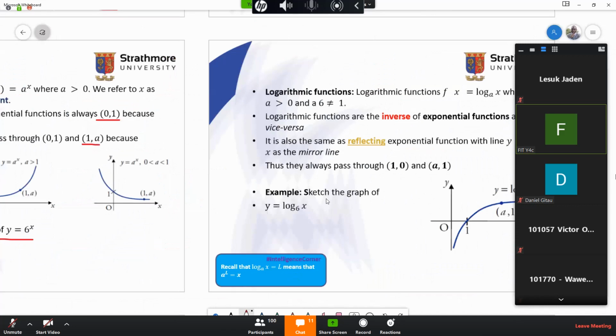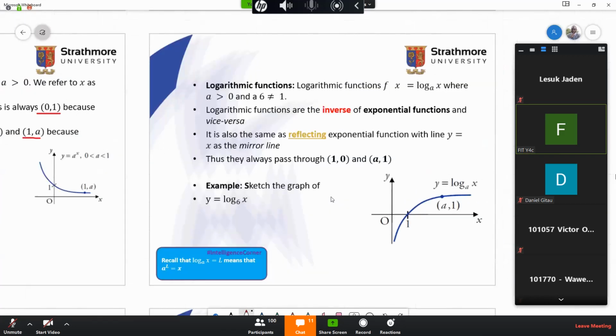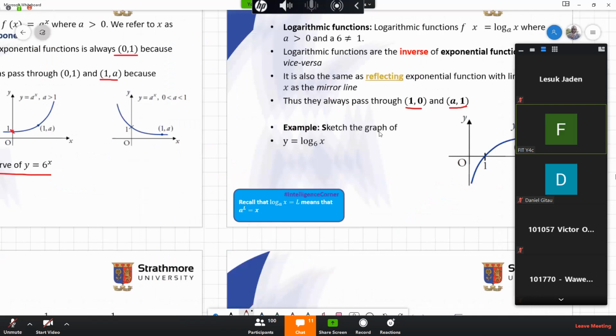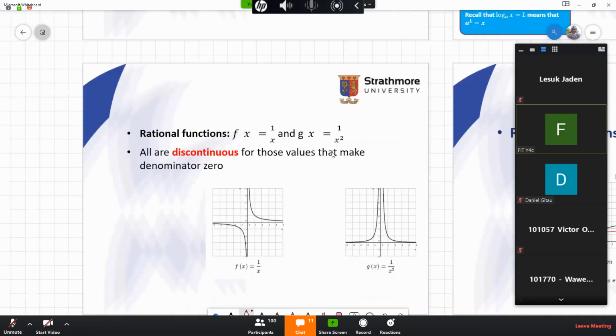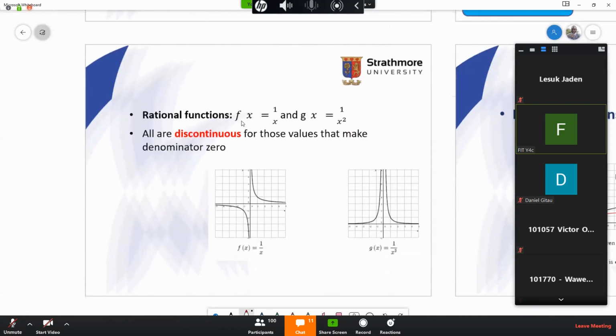Logarithmic functions are the inverse of exponential functions. So we just change everything. All logarithmic functions pass through point (1, 0) and (a, 1), and they're the inverse. Okay, so you see it's like the opposite. How do we define a logarithmic function? It's defined like this. y is equal to the log base a of x. Okay, so logarithmic functions are the inverse.